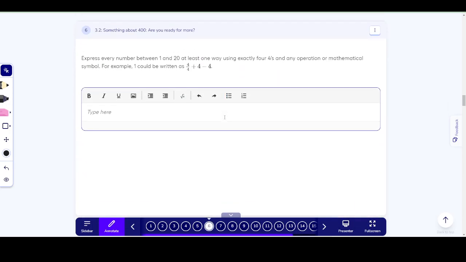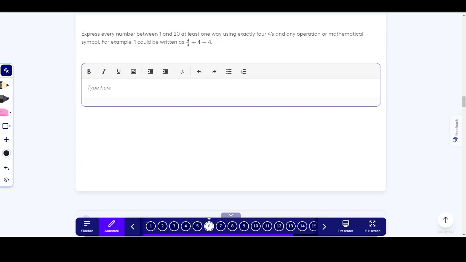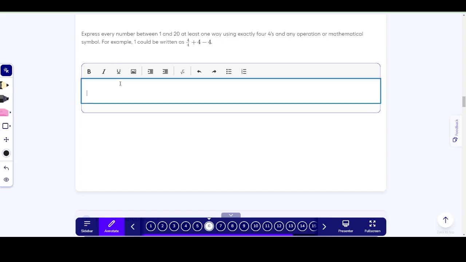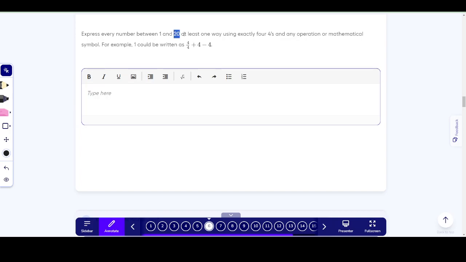All right. This one you're going to do at home. You have to take care of every single number. It says express every number between 1 and 20 at least one way using exactly 4 fours. You did that on your first day of school. I wasn't your teacher yet, but we did that. And any mathematical symbols you can use.